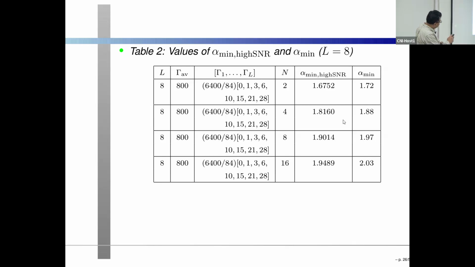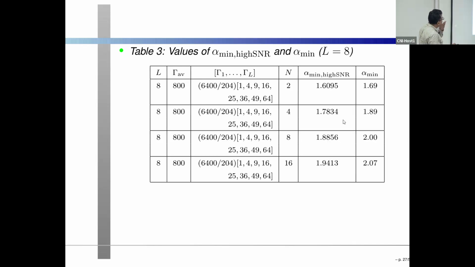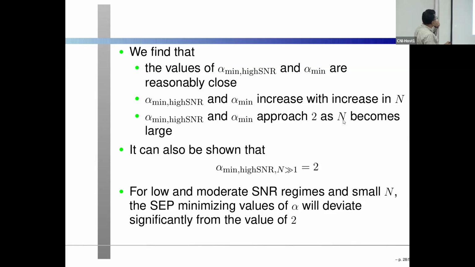Here I was just showing, it also shows that the asymptotic expression is reasonably accurate. That is why I took this high. Otherwise, you will get more deviation on this side from 2. Okay. So, of course, both alphas increase with increase in n, that is number of branches, and they approach 2 as n becomes large. That is also true.